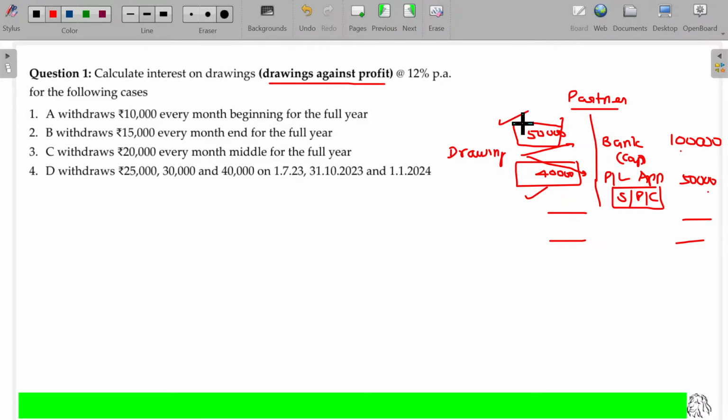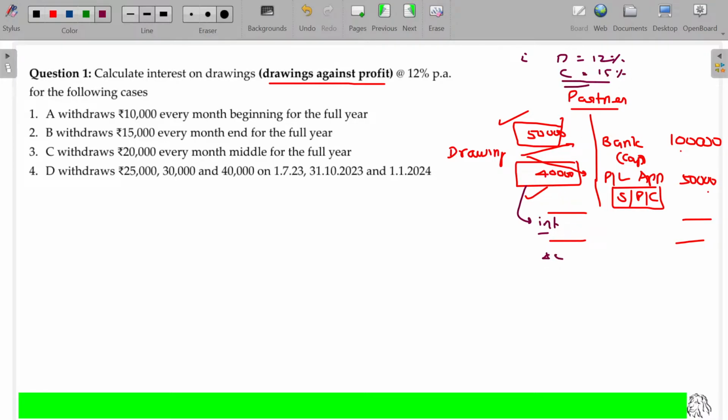Clear? In case drawings out of the profit, you can calculate interest at the applicable rate. If the interest on drawings is at the rate of 12%, interest on capital being 15%.